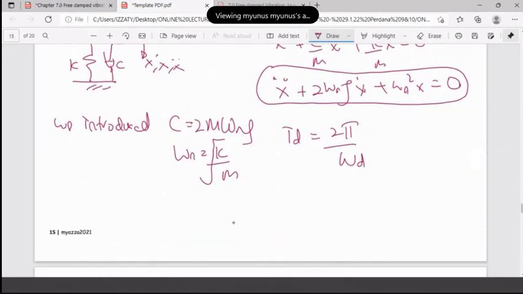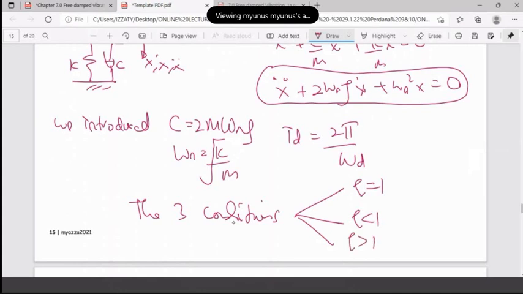Okay, the three conditions that we're dealing with: one is zeta equal to 1, zeta less than 1, and zeta greater than 1. Zeta equal to 1 is critical. Zeta less than 1 is what we call underdamped. This is our concern now. Zeta greater than 1 is over damping. It is beyond our topic to discuss more about it.